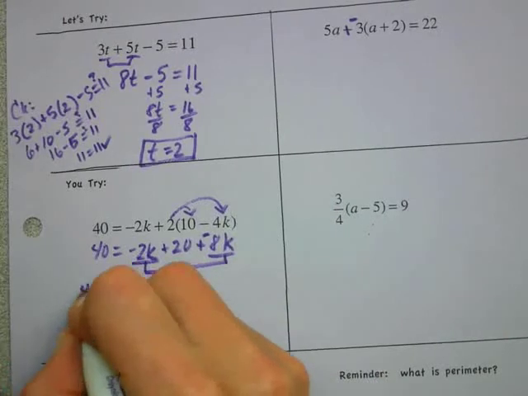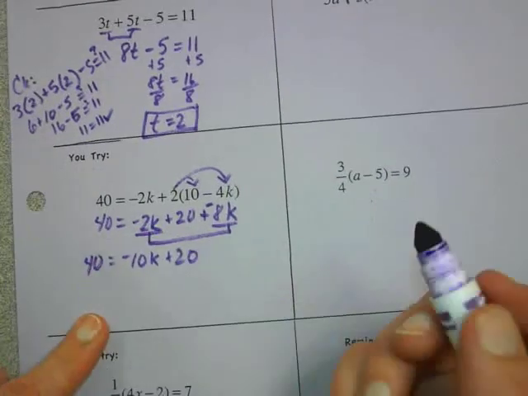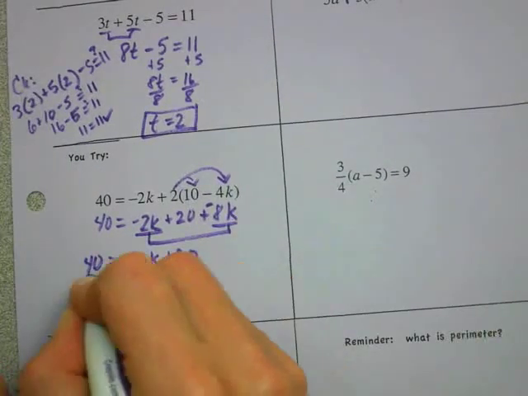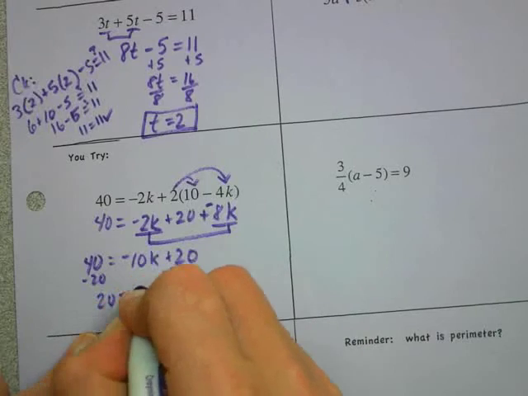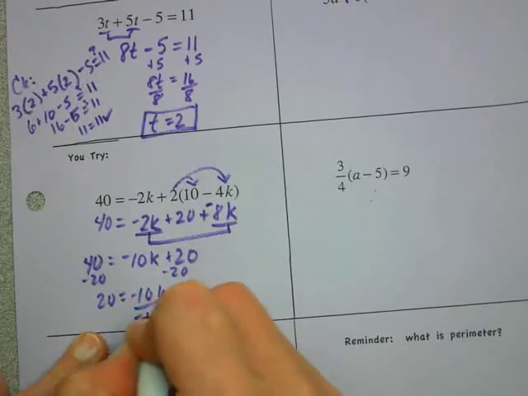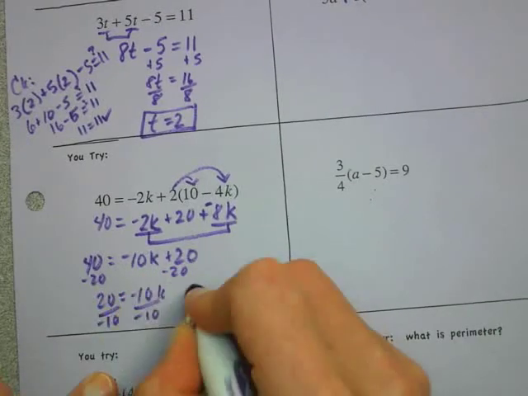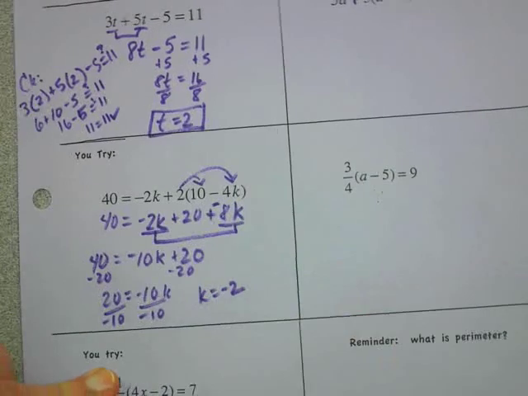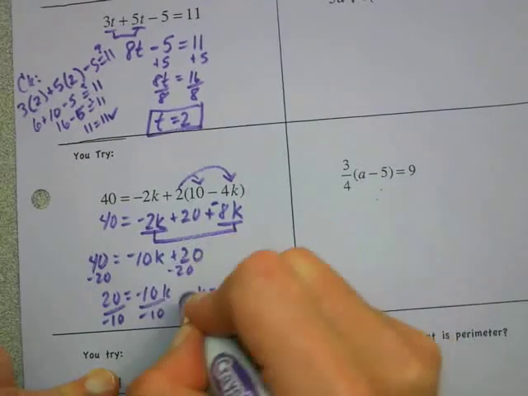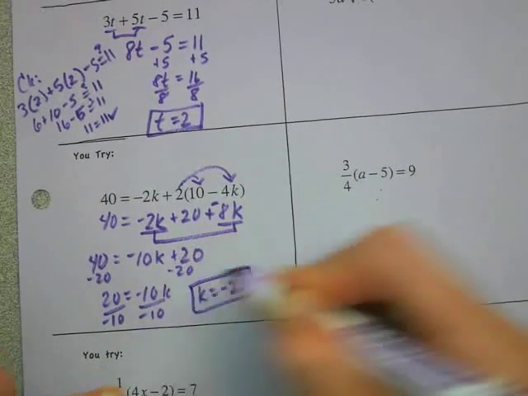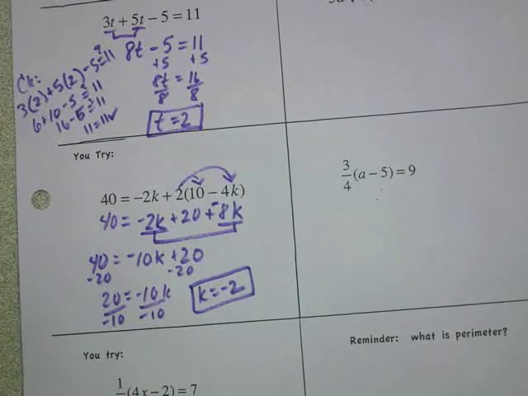So that equals 40. And then I'm going to do my two-step work. So subtract 20. 20 equals a -10k. Divide by -10. K equals -2. And I'm going to tell you that it's right. You can certainly take the time to check it by plugging it in there, but it does work. Okay, let's look at the next one.